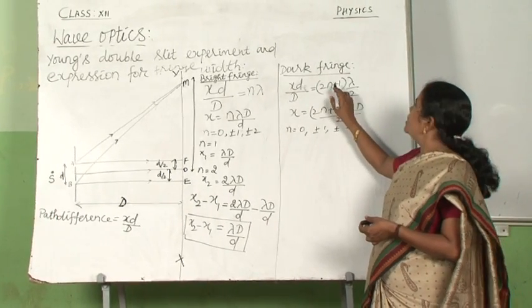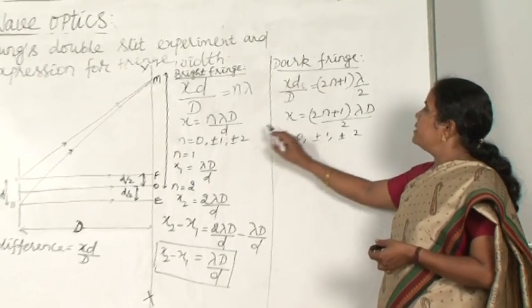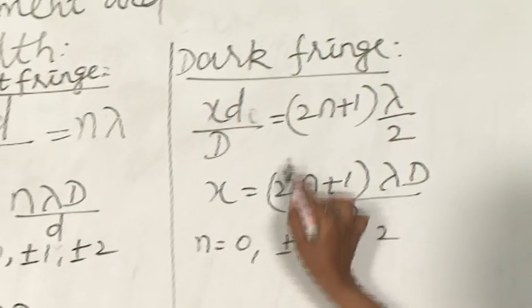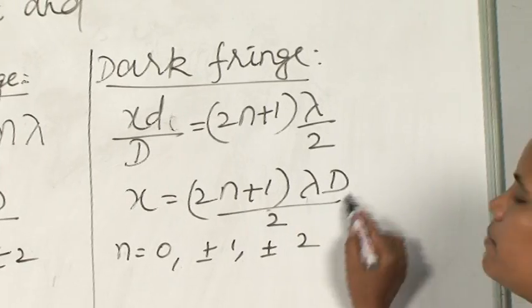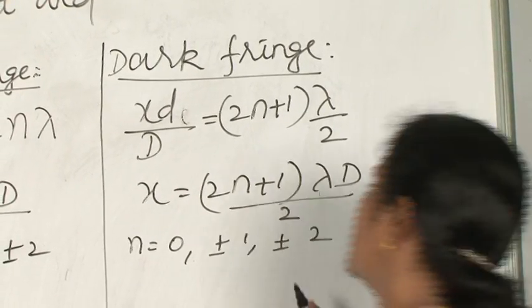Now, if the point M is a minimum intensity point, then the path difference should satisfy the condition 2n plus 1 lambda by 2, or the distance x where this point M will be the minimum intensity point is x equal to 2n plus 1 lambda D by 2d. Again n is equal to 0, plus or minus 1, plus or minus 2.